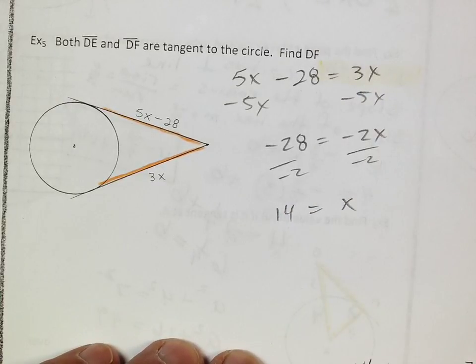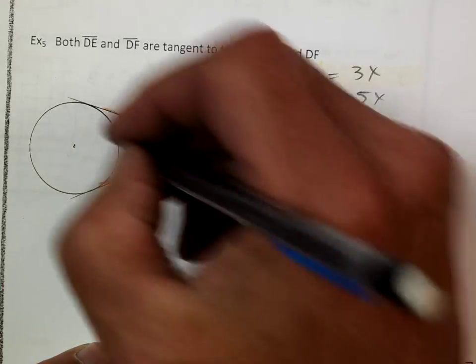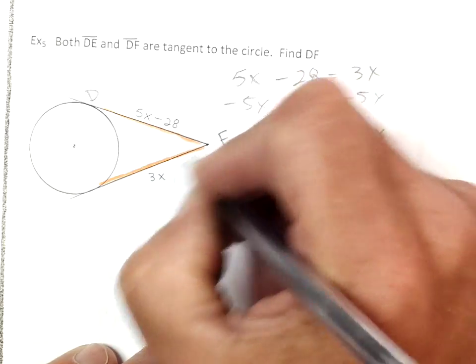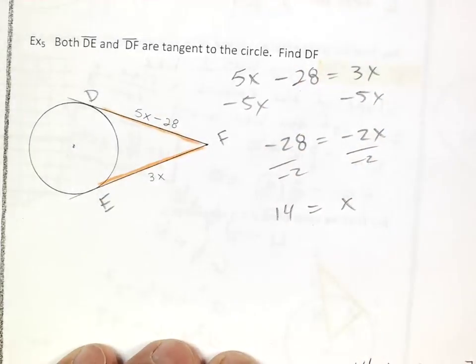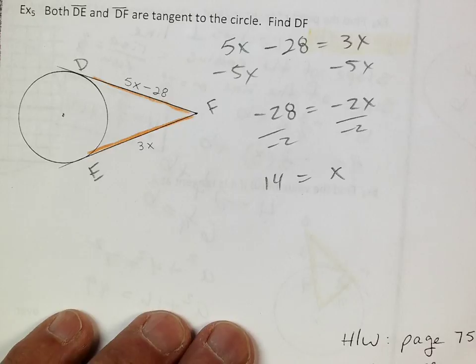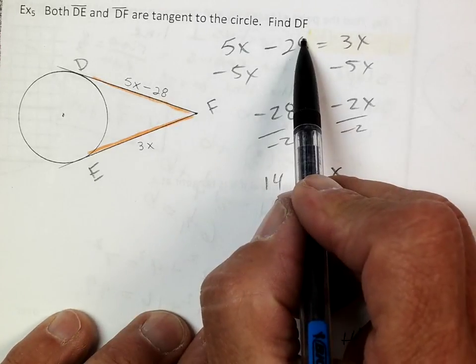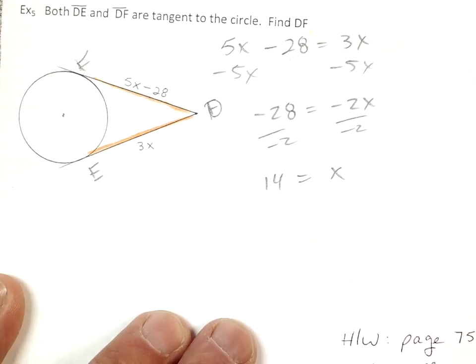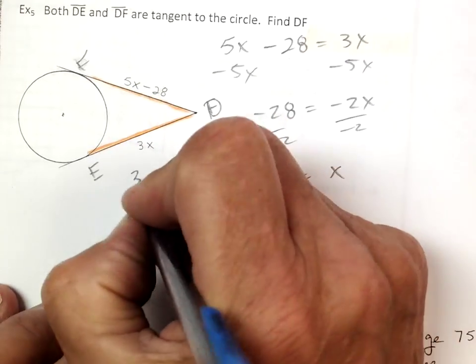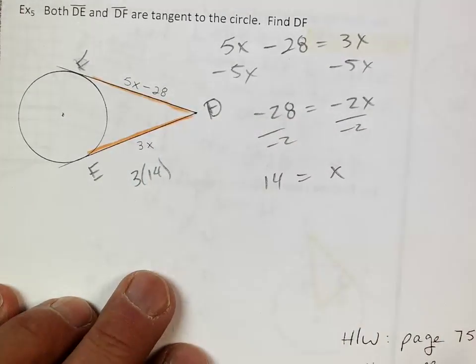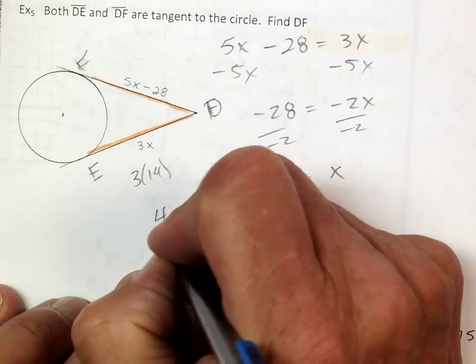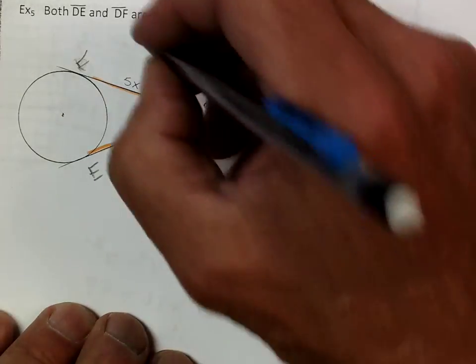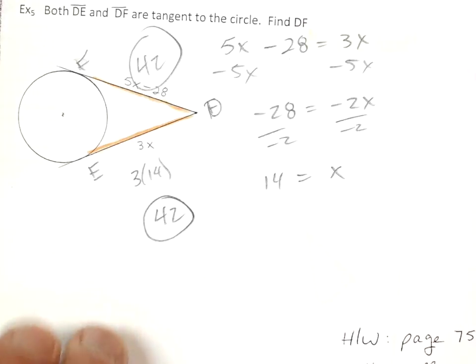Which one's DF? Great question. How come I didn't label this? I forgot to label it. Yes, totally right. Thanks, Keisha. Yeah, I would agree with that, 100%. Okay, so now let's finish it. So 3 times 14, what's that, 42? Yeah, it's 42. And then the other one has to be 42, because they're equal. Thanks, Keisha. I better go back and label that for next time.